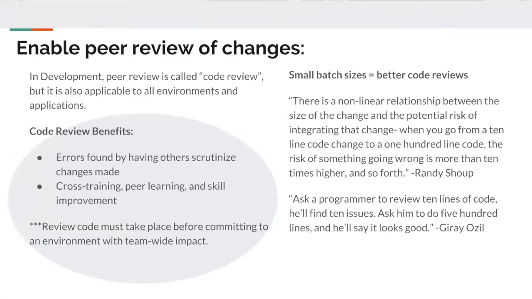So we want to make sure that we're doing small batch sizes, doing little bits of code at a time so that we're efficiently finding these errors when the reviews are happening, and so that the risks also go down. The risk of injecting a small batch into the environments is much smaller than doing a large batch.